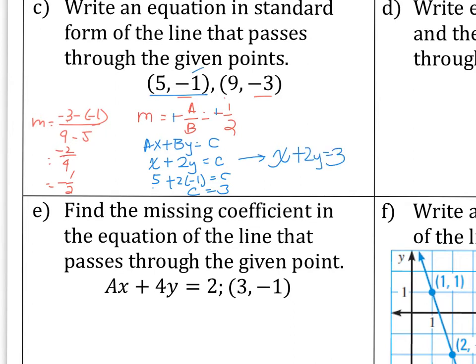And you can plug in any of these 2 points to double check. So 5 minus 2 gives you 3. Check. 9 plus 2 times negative 3 is negative 6. Gives you 3. Check. So this is the answer.